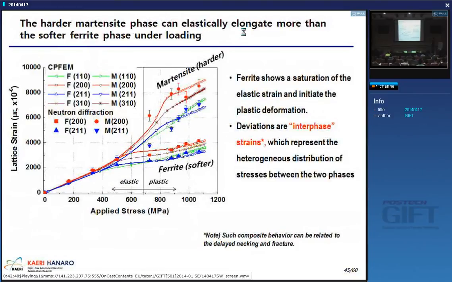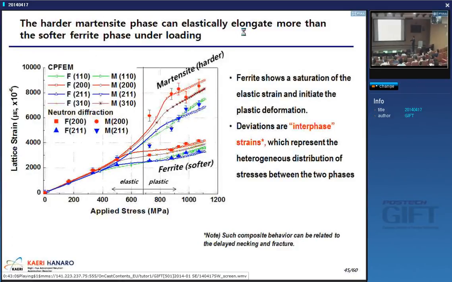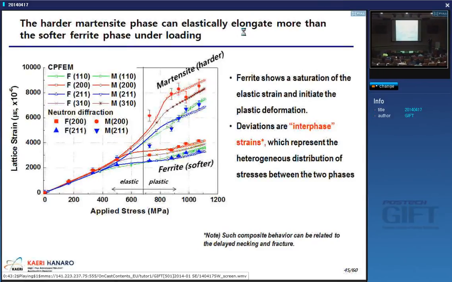This diagram is a very important one. I hope you understand this one. So the x-axis is applied stress, okay? What is applied stress? It's displacement. So 1 millimeter, 2 millimeter, or 1 kilonewton, 2 kilonewton, the machine just pulls, and that gives the stress, okay? So the x-axis is stress.